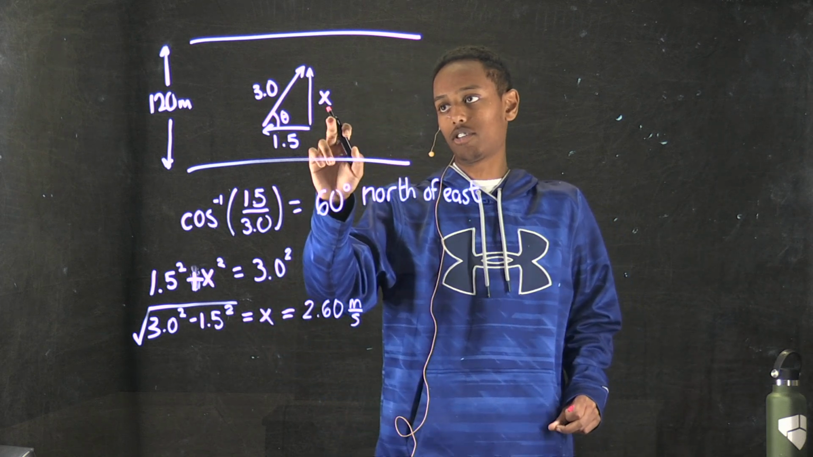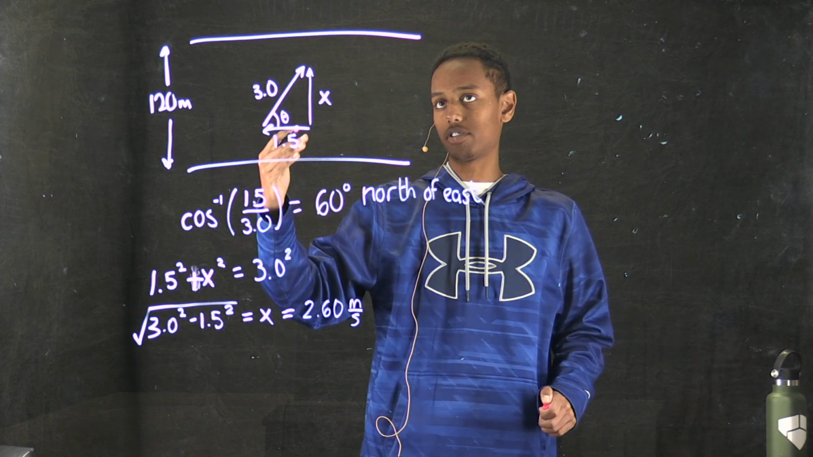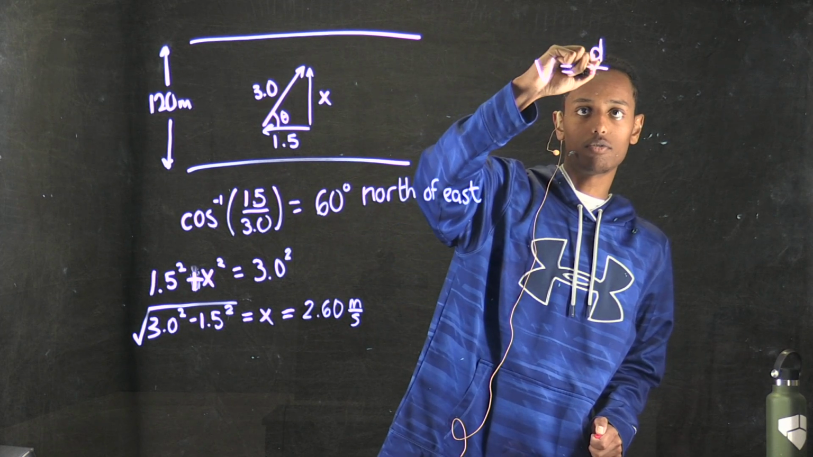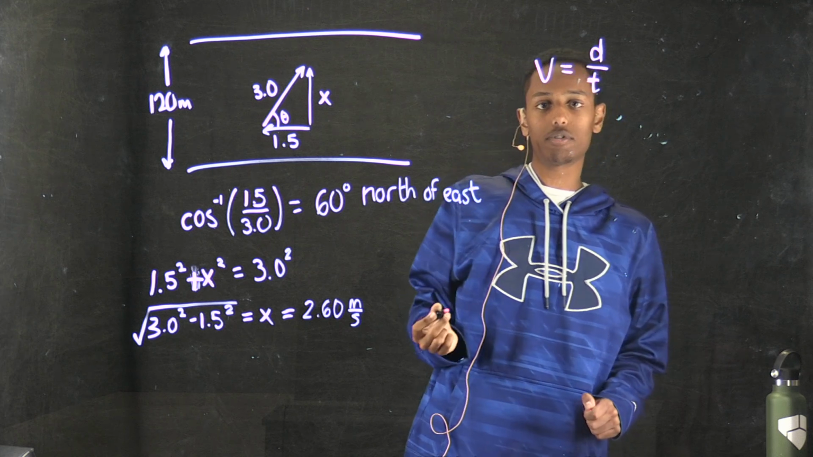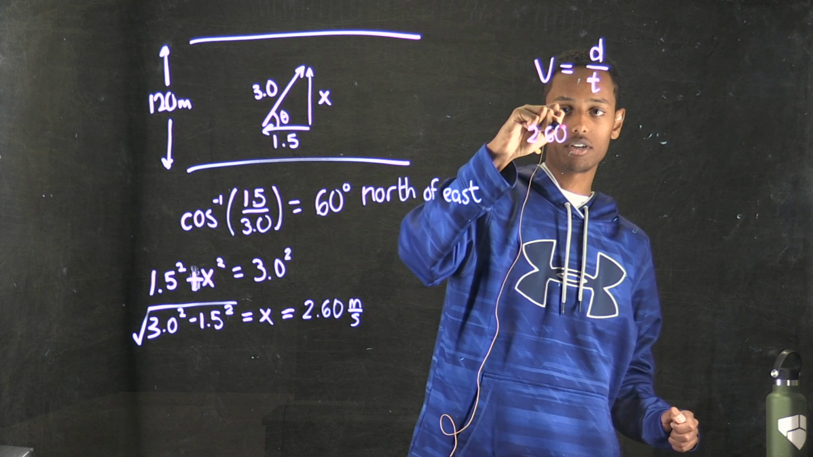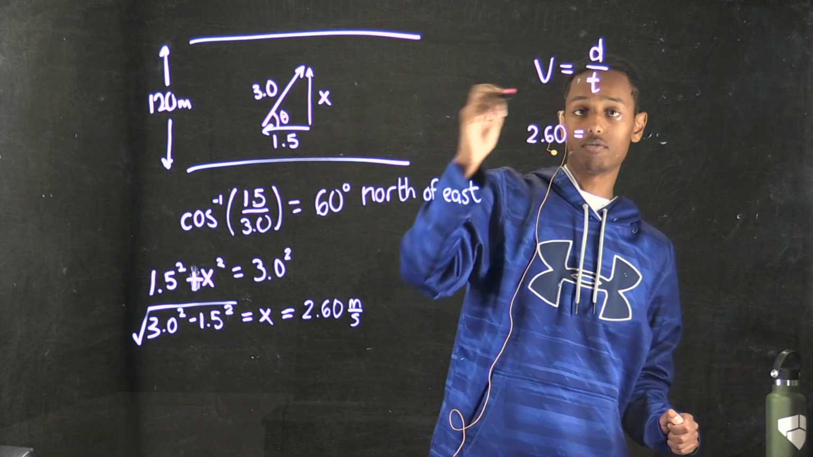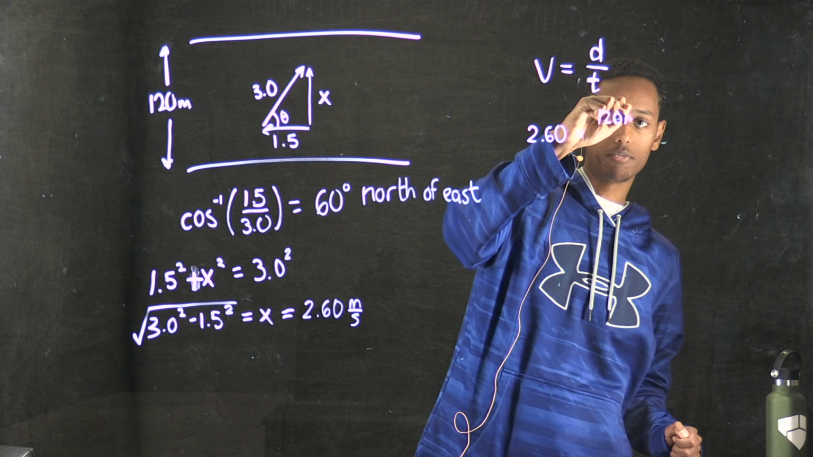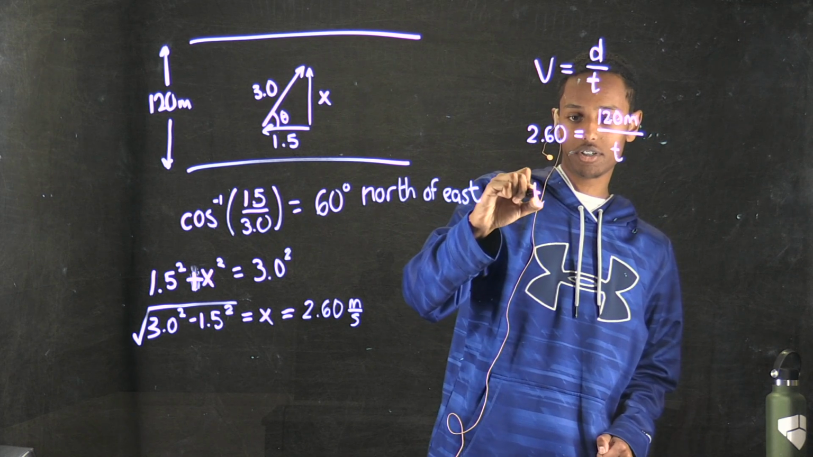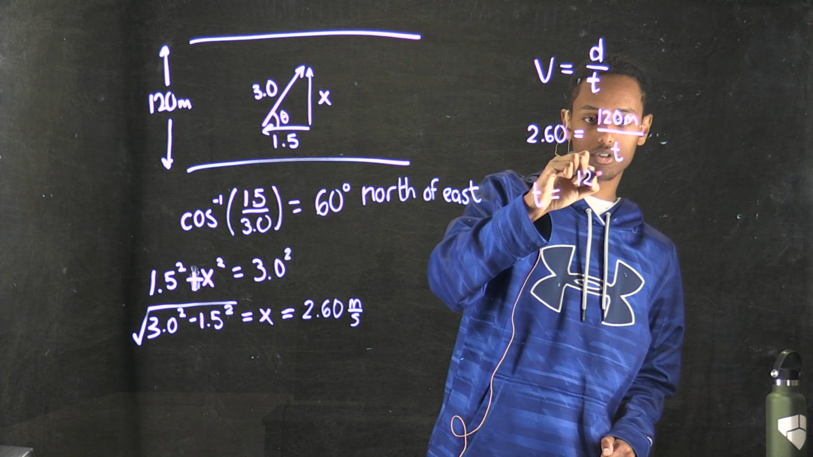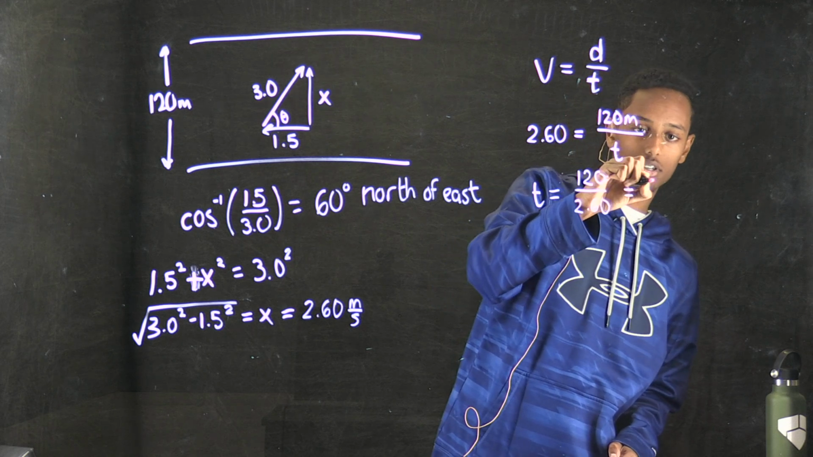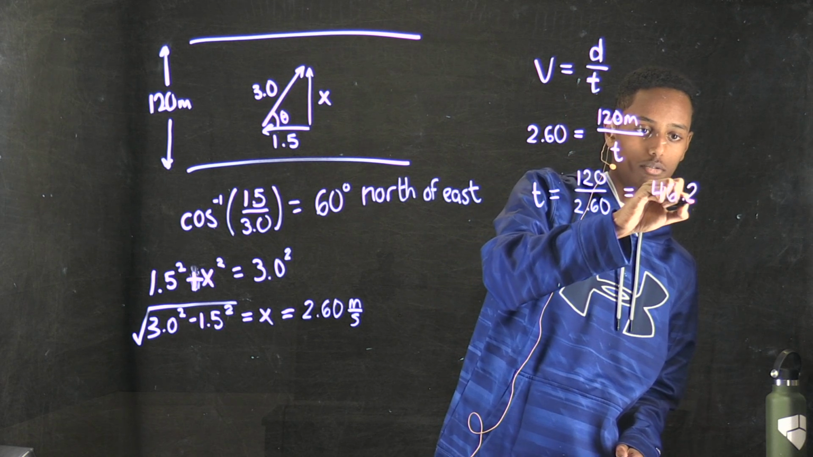Now that we know the value of x, we want to find how long it takes us to travel across the entire harbor. So we can use the equation v equals d over t. The velocity is equal to the displacement over time. So we have our velocity of 2.6 meters per second and our displacement of 120 meters, the distance that we want to travel. And that is all over time, so we can rearrange this to get t equals 120 over 2.6, which gives us a time of 46.2 seconds.